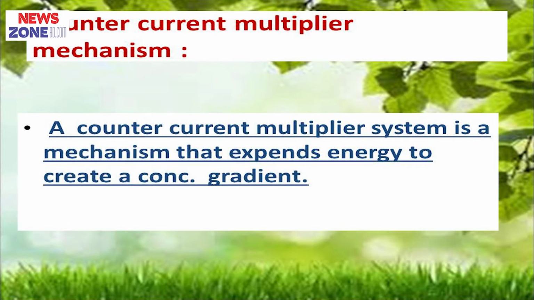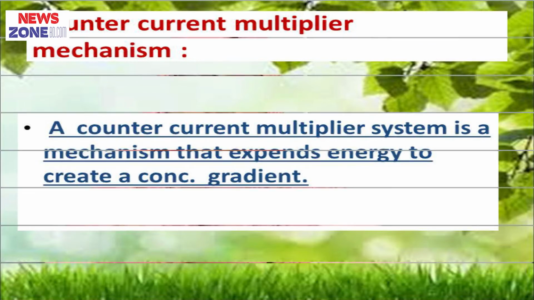The countercurrent multiplier system is a mechanism that expends energy to create a concentration gradient. What does it mean? It needs energy to produce hyperosmolarity. Normally it has 6 steps by which it produces hyperosmolarity. If you look at the figure, we can see the steps.